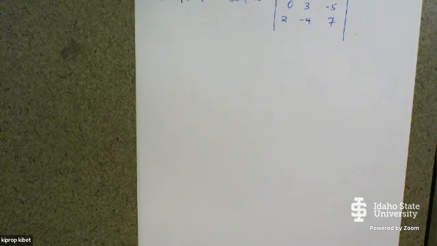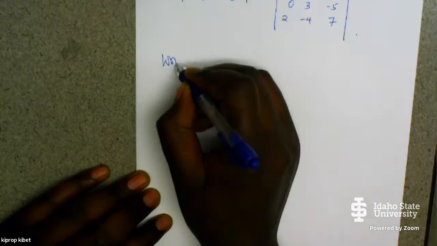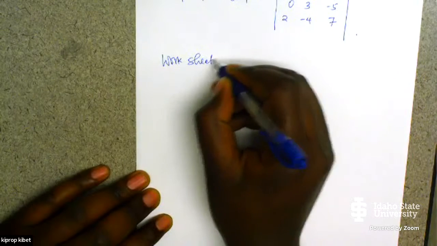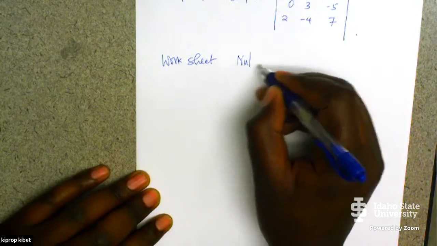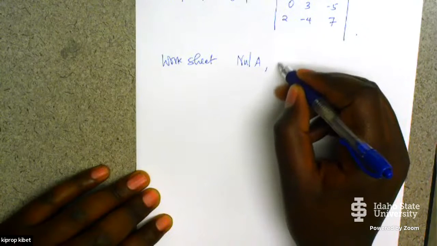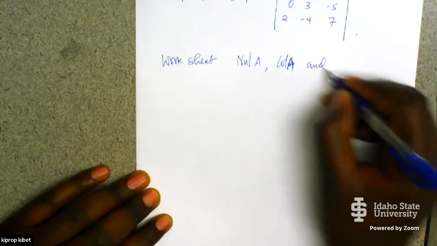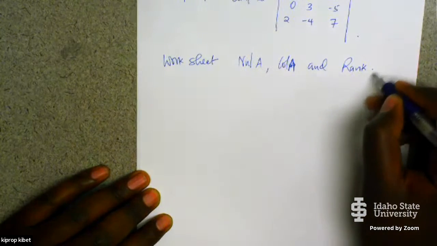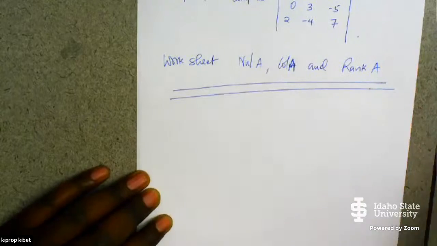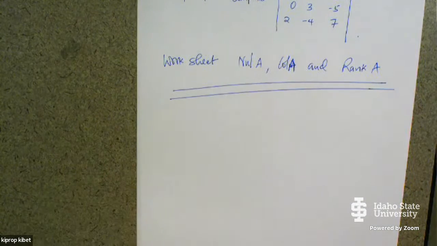All right, I will see you tomorrow. Tomorrow I think we'll have a worksheet. And the worksheet will just be getting the null space of A, the column space of A, and the rank. This will be the worksheet tomorrow, just like the example that we did.